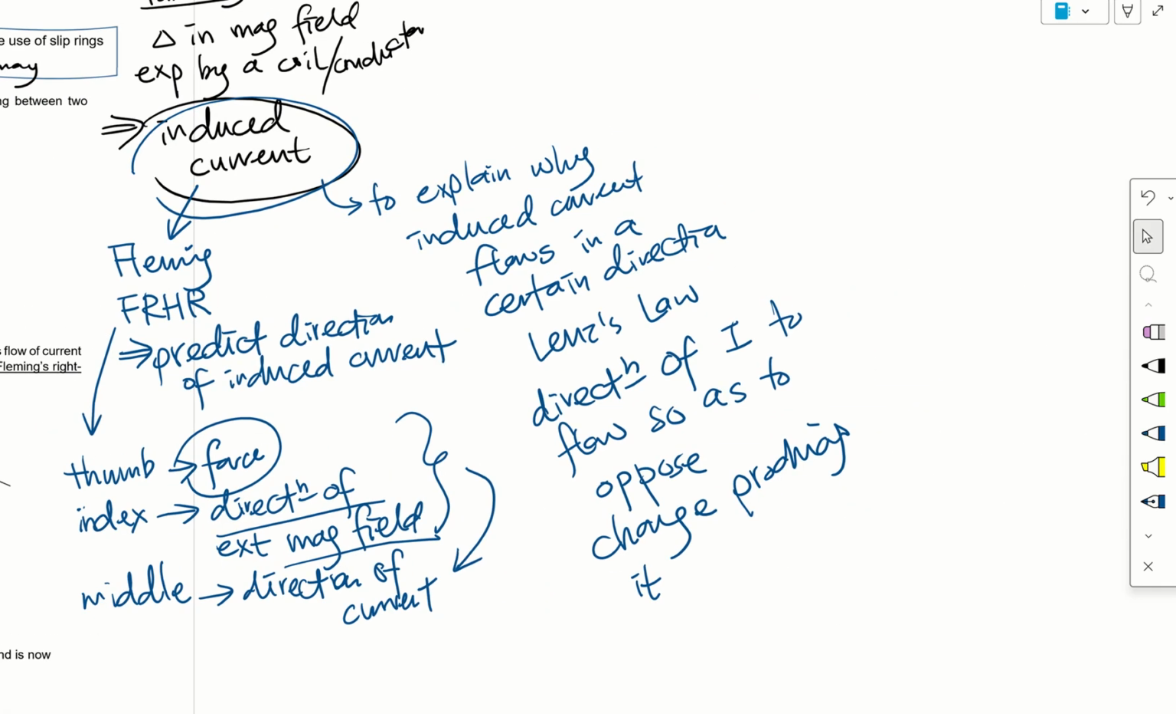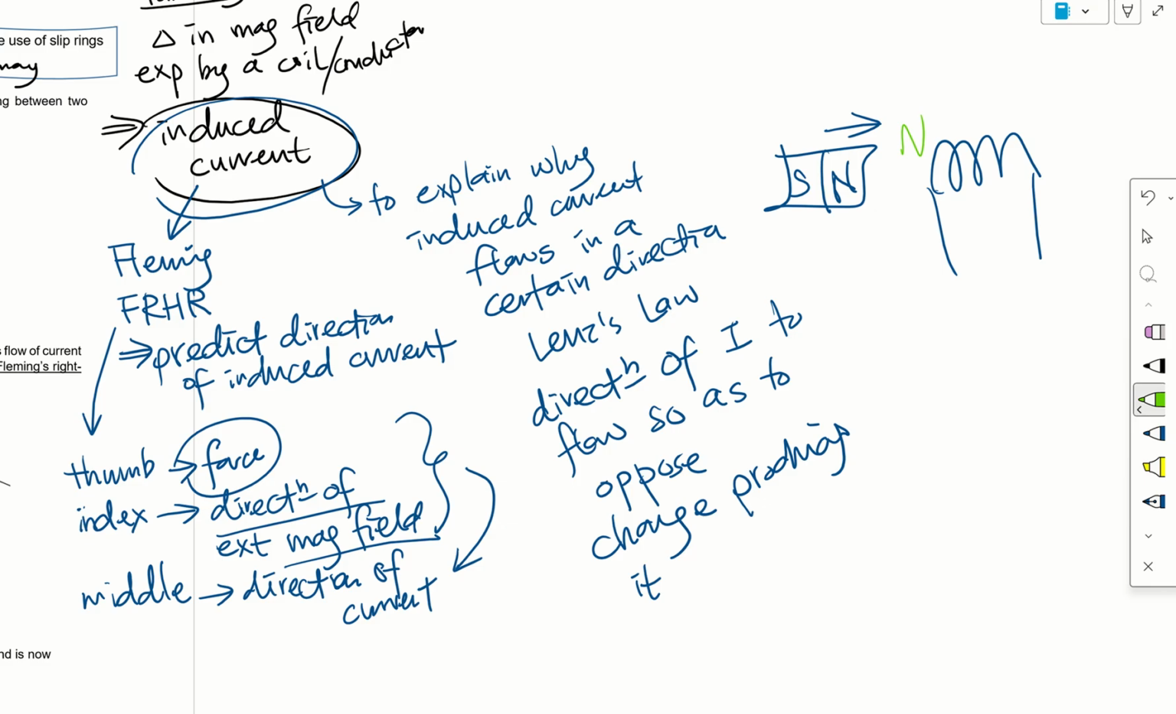That means if I have a magnet's north pole here and a coil over here, and the magnet is moving towards the coil, the solenoid, then there will be a north pole induced on the side that is facing the incoming north pole. This is because the induced current will flow in such a direction to oppose the change producing it.